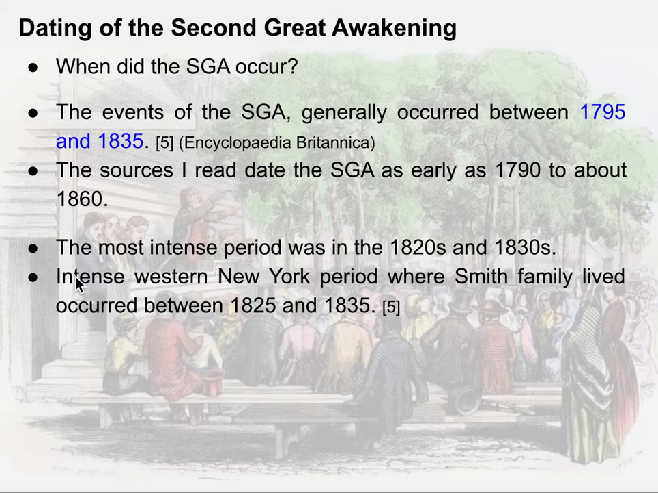Britannica actually says the intense Western New York period, where the Smiths lived. So it just talks about the Western New York period. The most intense period was between 1825 and 1835. So during this 10-year span, once again, this is actually the coming forth of the Book of Mormon and the early church. Now it is true that in 1830-31, the church actually moved from New York to Ohio. So this is basically the coming forth of the Book of Mormon and the early church, right in Western New York.